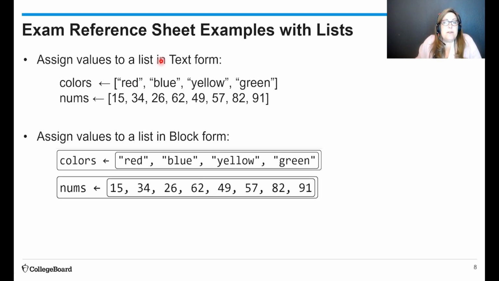So some examples from the reference sheet. And here I have a list called colors, and I've assigned to colors the variables red, blue, yellow, and green as one list. Here I'm doing the same thing in text form for a variable or a list called nums. I have 1, 2, 3, 4, 5, 6, 7, 8 numbers all being stored in this one variable as a list. Here is the exact same information in block form.